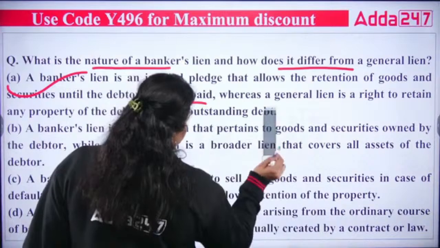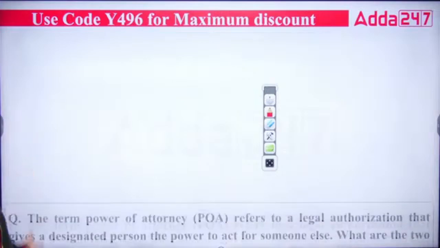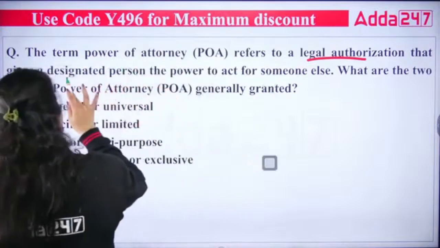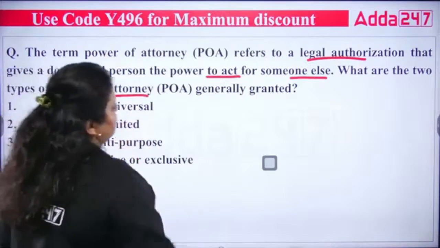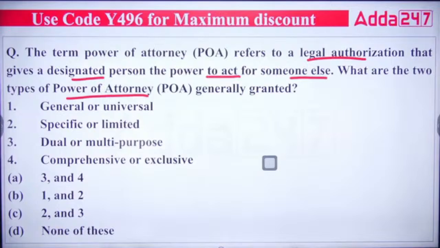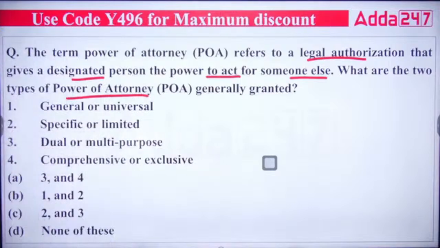The A option is talking about the difference between both. Okay, we do not have to read the other options. Now, the next question is on the term power of attorney. It refers to the legal authorization that gives a designated person the power to act for someone else. What are the two types of power of attorney generally granted? Very basic question. There are two types of power of attorney. So, what are the names of those? A, B, C or D?